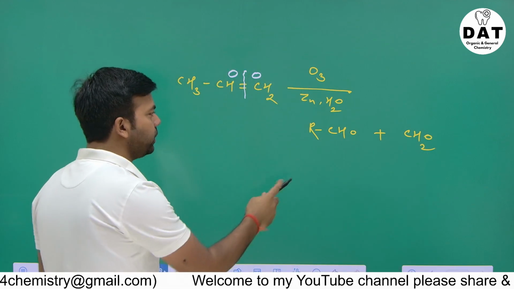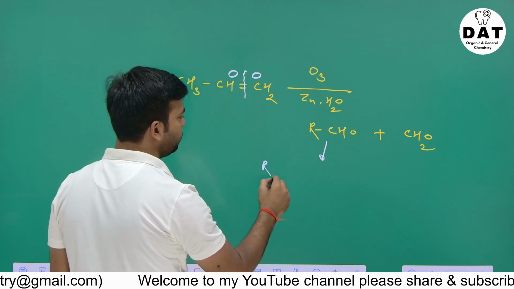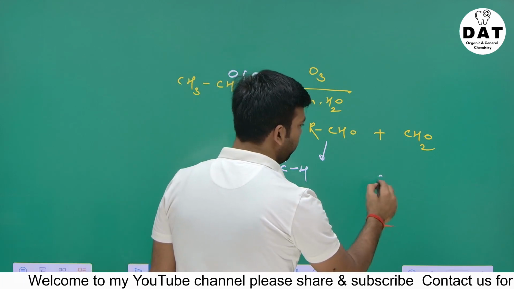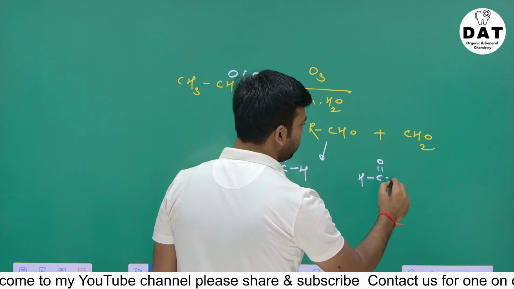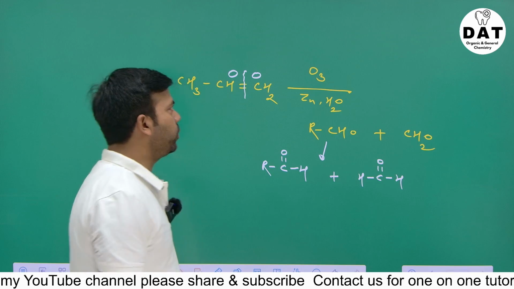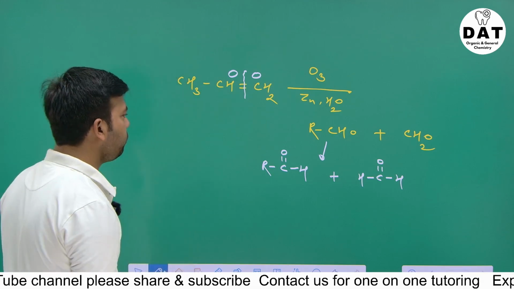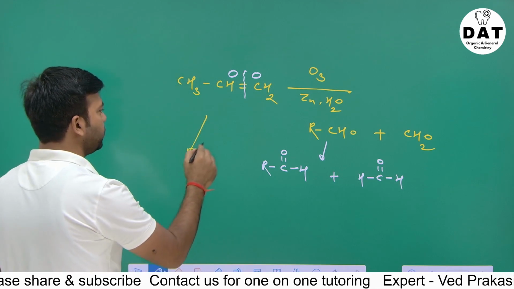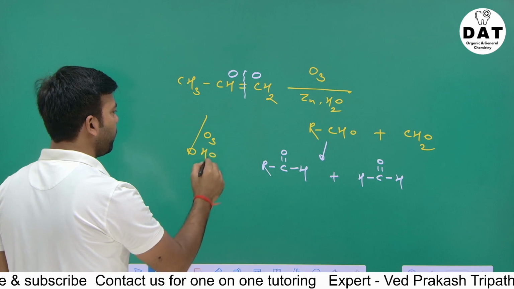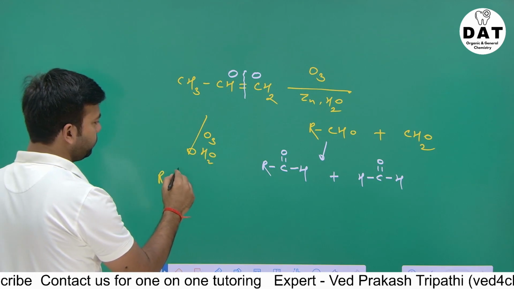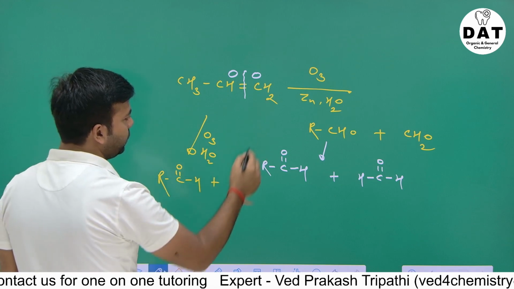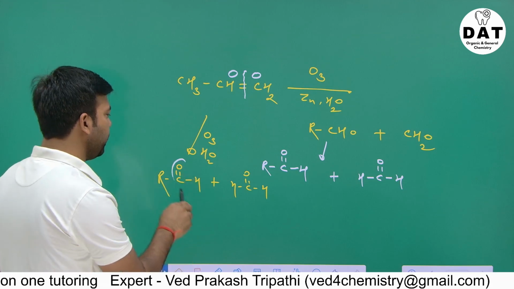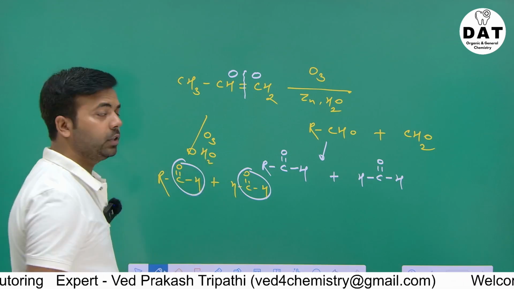If you expand this RCHO, it will be like this. And for this one, carbon double bond oxygen, with a hydrogen on the left and a hydrogen on the right. So these two are the products of reductive ozonolysis. Suppose we have the same reaction but we use the oxidative one, O3, H2O2. We again have RCHO plus this C double bond O, H. Clear? In this case both molecules are aldehydes and we are using oxidative ozonolysis.